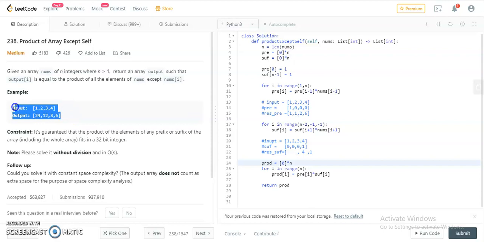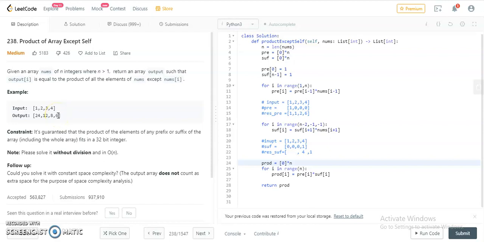This approach seems to be right, but the issue with this approach is that it violates some boundary cases. Suppose there is a 0 in this array. Suppose in place of 4 there is a 0 at the third index. So what would be the multiplication of the whole array? The whole multiplication of the array would be 0.